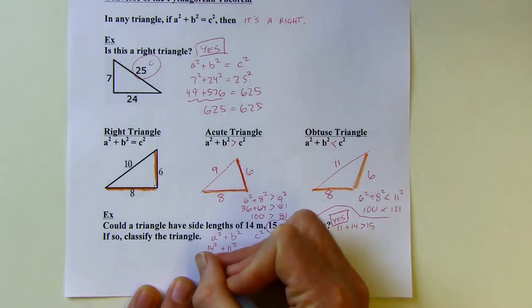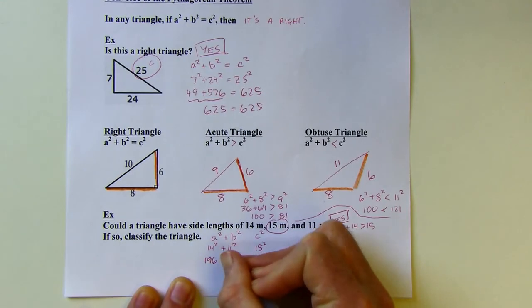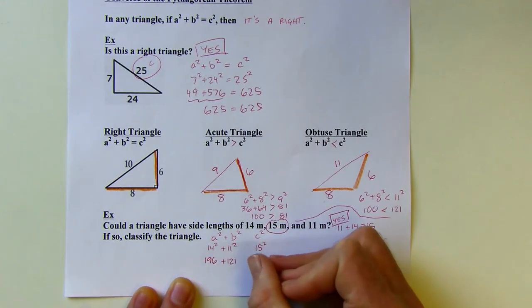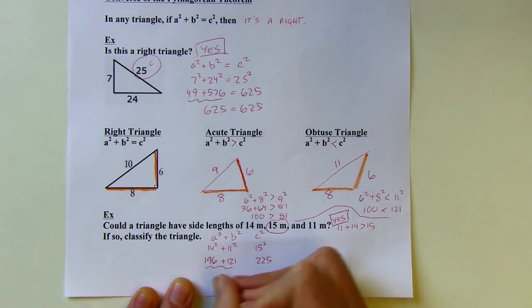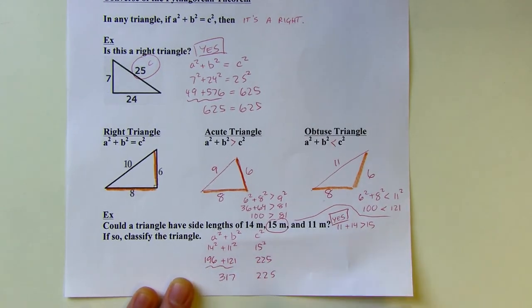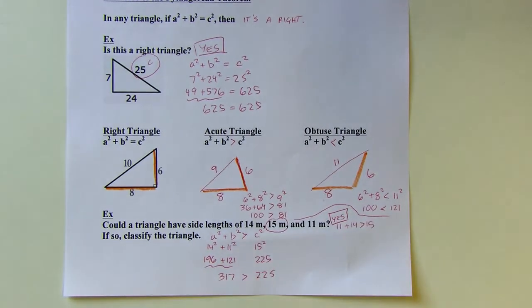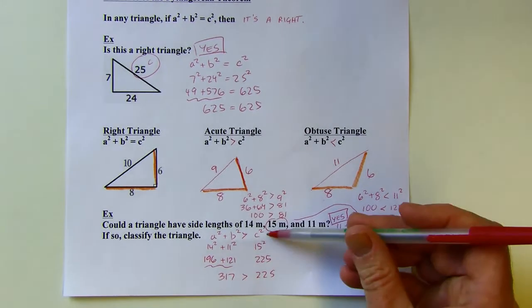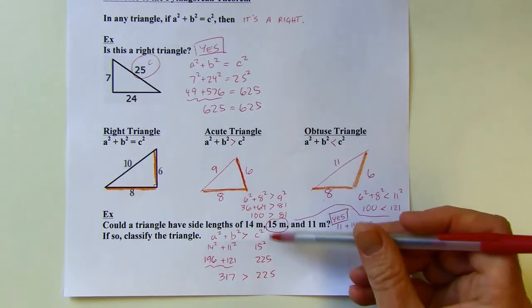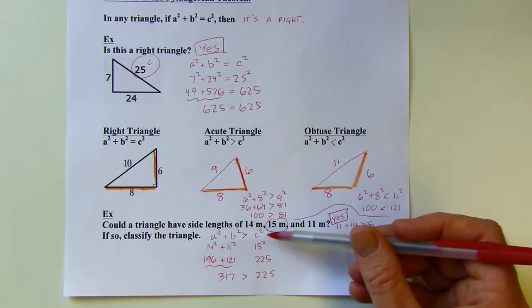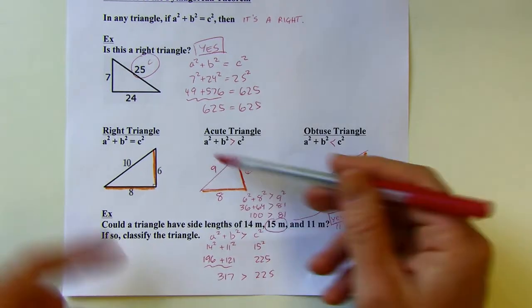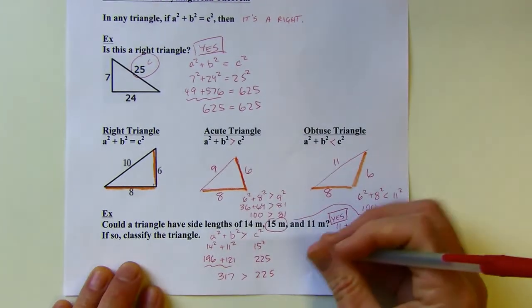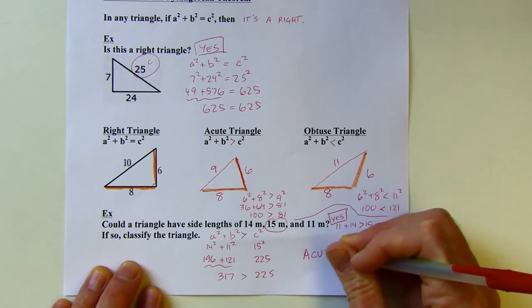Okay? And so let's see. 14 squared is 196. 11 squared is 121. 15 squared is 225. And then when you combine these, we're going to get 317. And 317 is more than 225. So that tells me a squared plus b squared is greater than c squared. So, I know I've got the chart right there. This is going to be acute. But if I didn't have that in front of me, I'd think, oh, the c has shrunk from a regular triangle. And that means that would close that hinge. So this is going to be acute.